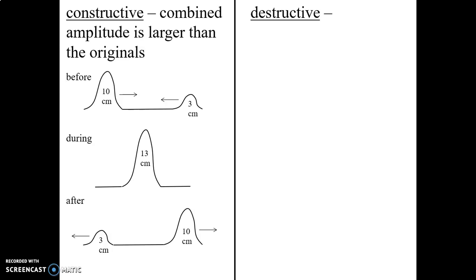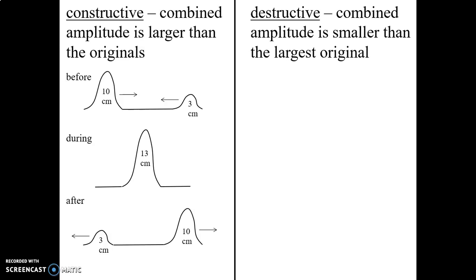Then we get to destructive interference. This is when I flip my wave over to the other side, and you saw when they overlapped, they made something smaller. But the real way to define this is that the combined amplitude is smaller than the largest original. That one amplitude gets completely or partially destroyed by the other. And again, I did this by flipping, for example, my wave over. So my daughter still made her 10 centimeter amplitude wave, and I flip mine over to a trough as 3 centimeters, and then pause the video and draw what you think the string or the slinky looks like in the during phase.